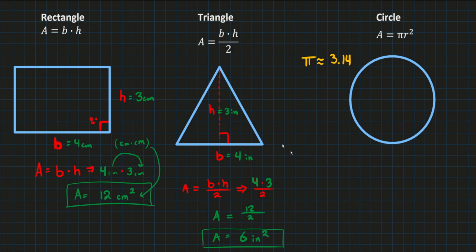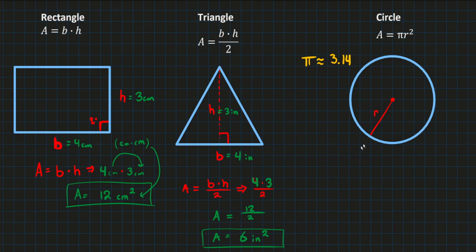Okay, that explains pi, but what's the radius, Mr. Grab? Well, there really isn't a flat edge to measure on this circle, is there? There's no flat edge that I could call the radius or the height or the base. So we have to make our own, and it's called the radius. The radius is the distance from the center of the circle to any point on its outside. So like that. That would be called the radius.